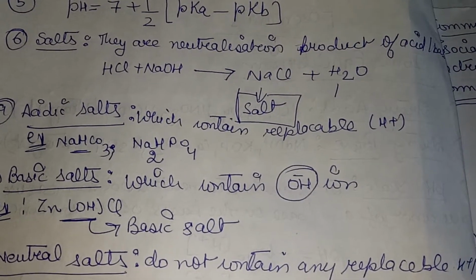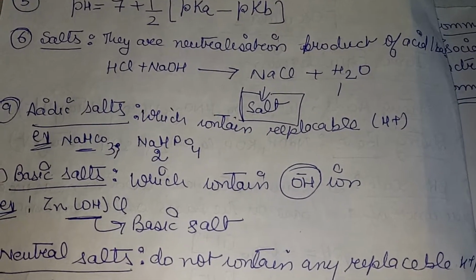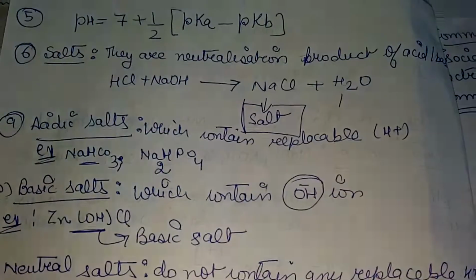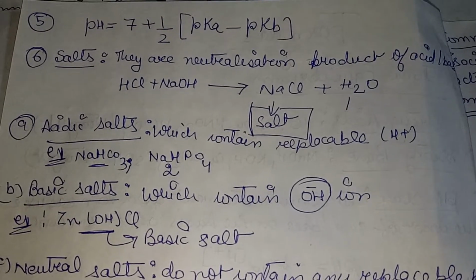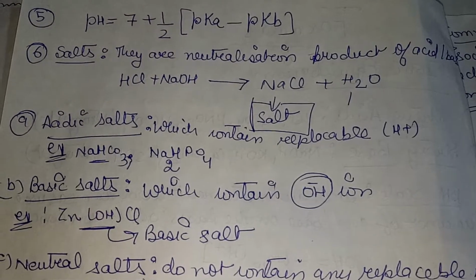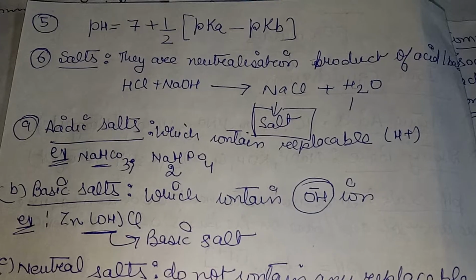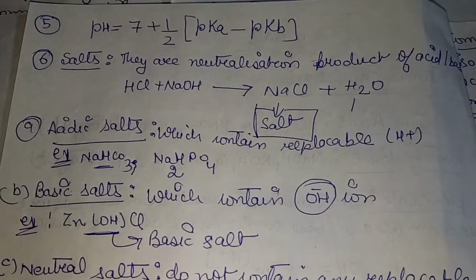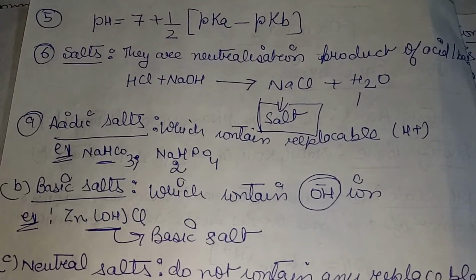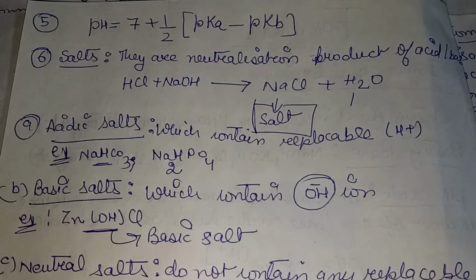As we have already discussed what are the examples of a strong acid and a strong base. HCl is an example of a strong acid, and along with that, NaOH is an example of a strong base. So on adding a strong acid and a strong base, we will always end up with the product that is salt. Neutralization product of acid and base will always give you the salt.